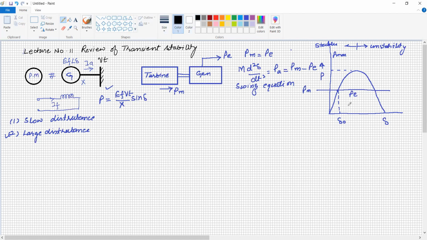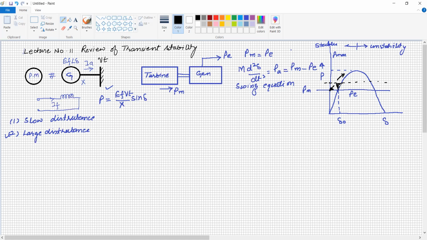Suddenly the mechanical input has been increased. So what will happen? There is an acceleration. The generator will accelerate, and due to this acceleration, the generator frequency will be slightly more, and to settle to the new equilibrium position, the angle is going to increase, and again the angle is going to decrease, and after some time, 2 or 3 cycles, it is going to settle to a new equilibrium position.